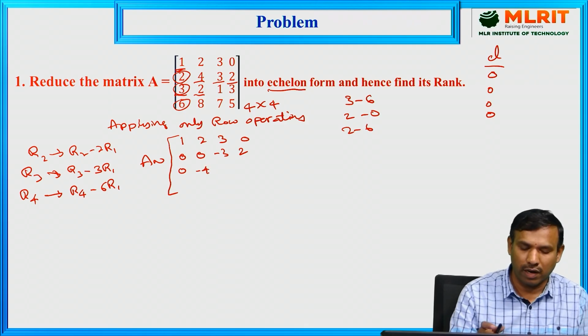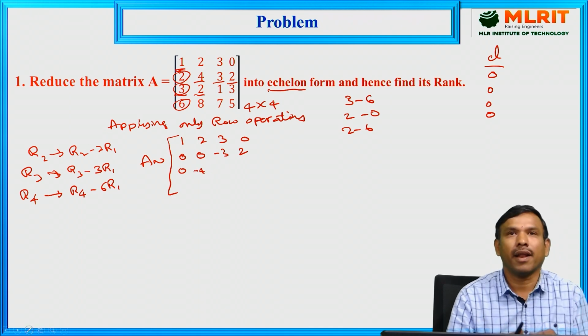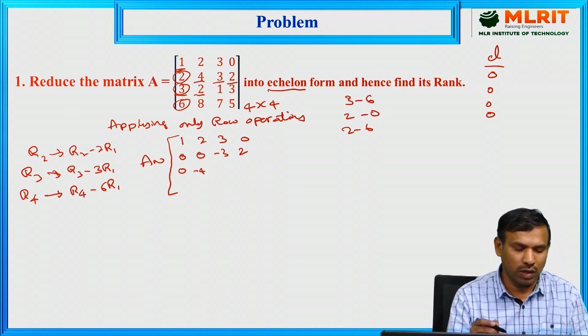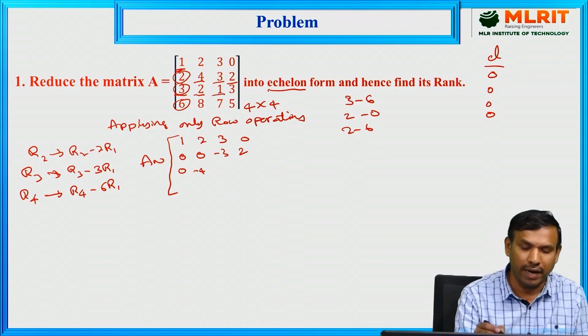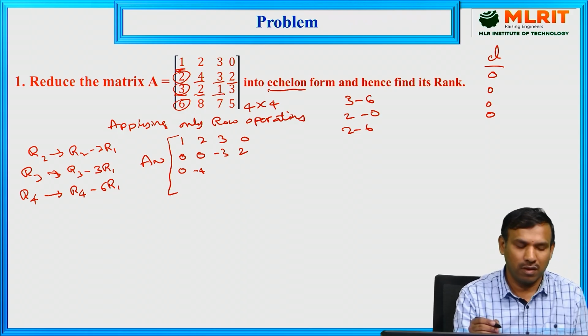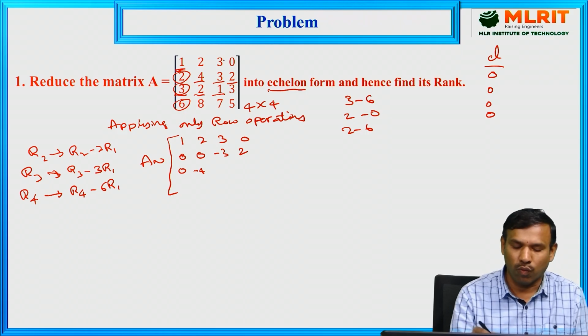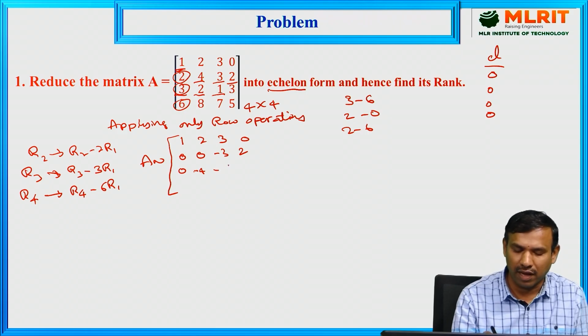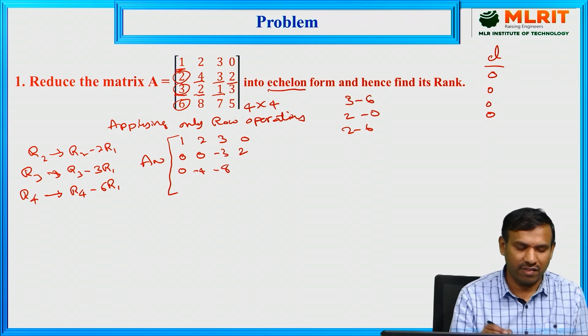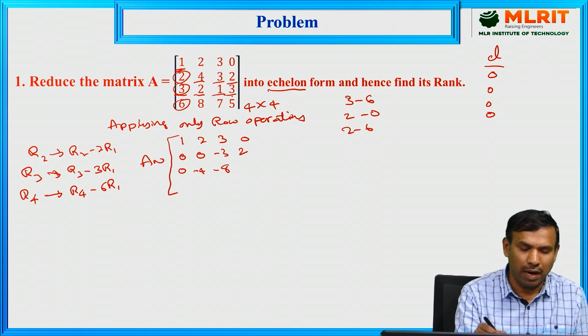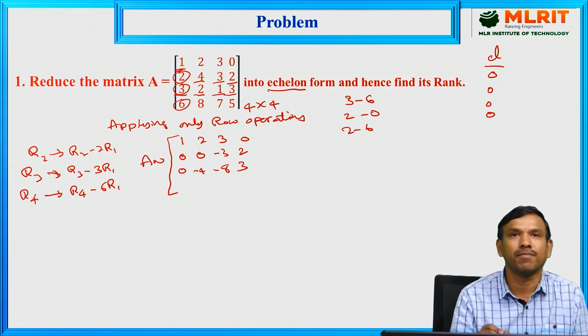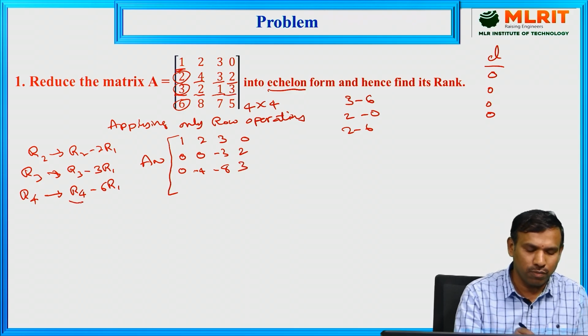Okay, so let me write again. This is minus 4. Next, coming to the third element. What is the third element? The R3 element is 1, minus 3 into 3, 9. 1 minus 9, minus 8. Next, the R3 element, next element 3 minus 0, 3. Next, coming to R4 minus 6R1.